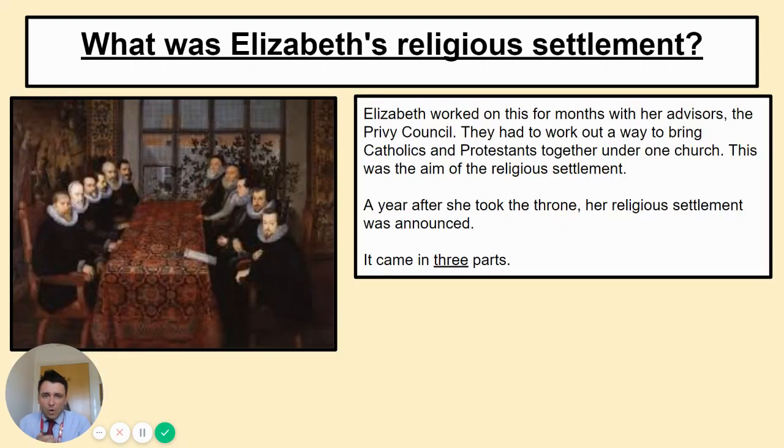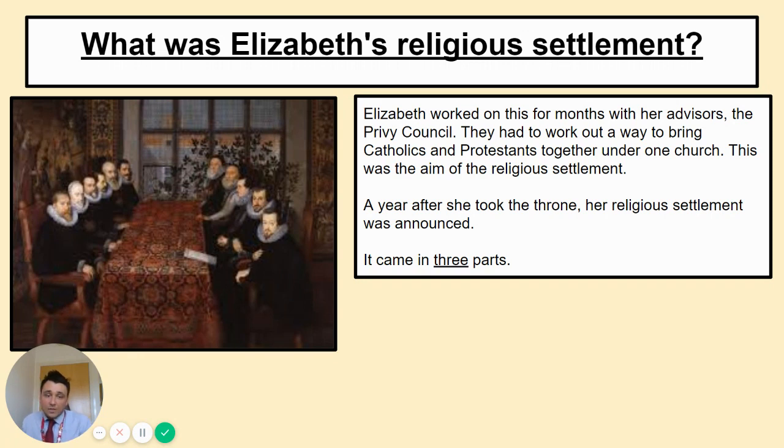And Elizabeth worked on this for months with her advisors, the Privy Council, who we looked at last lesson. Now, the fact that she worked on this so soon after she took to the throne tells us how important religion was. She realised she would need to try to unite England. They had to find a way to bring the Catholics and the Protestants together under one church. And this was the aim of the religious settlement, to heal England. And again, in your leaflet, you need to talk about the aim, so you might want to mention that here now and make some notes.